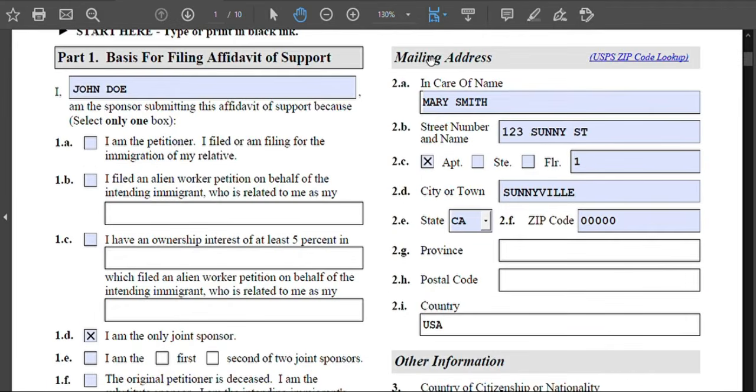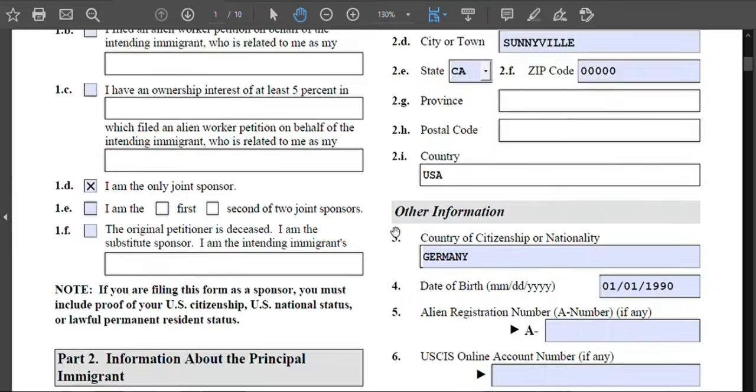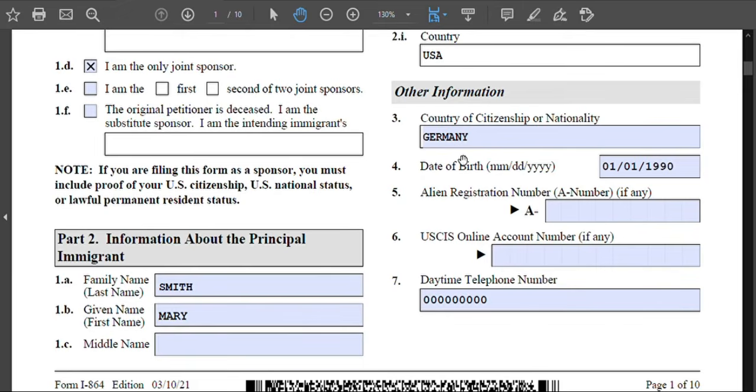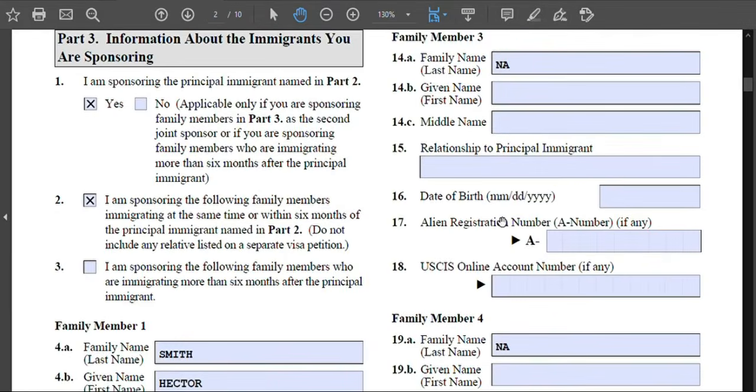Moving on, make sure that the mailing address is also indicated for the principal immigrant, as well as right here their information about their citizenship, date of birth, A number, USCIS account number, and phone number. These two, A number and USCIS account number, if the intending immigrant doesn't have them, that is totally fine. You can leave these blank. Moving on to part 3.